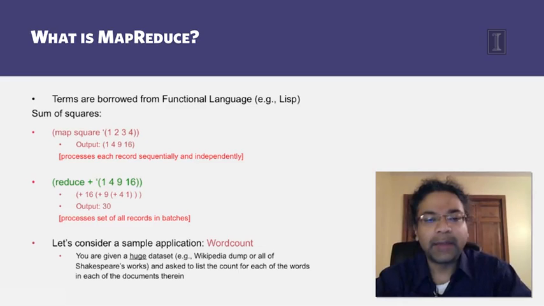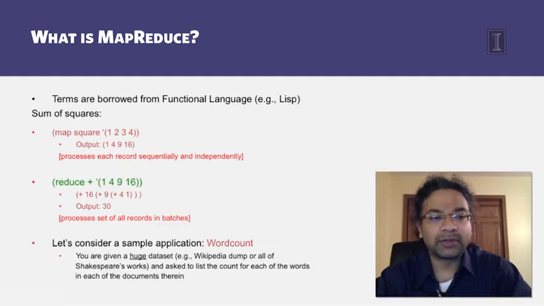However, if you're given a sample application, a word count, which happens to be one of the more popular and widely used applications of Mapreduce, and you're given a huge data set, say all of the text in Wikipedia or all of the text in all of Shakespeare's works, and you're asked to produce a count for every word that appears in that data set. So for instance, the word Richard, which appears in many of Shakespeare's works, how many times does it appear across the entirety of all of the text in Shakespeare's works? You want to produce a count for that. Similarly, you want to produce a count for every single word that appears in that entire data set.